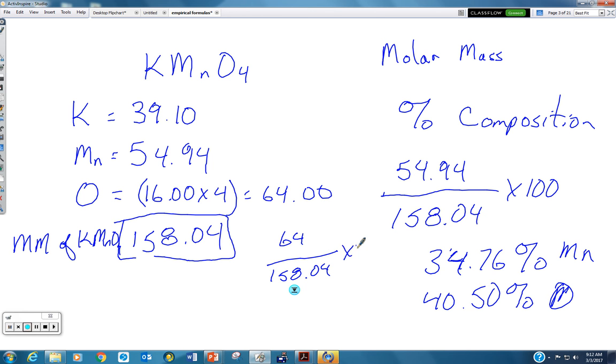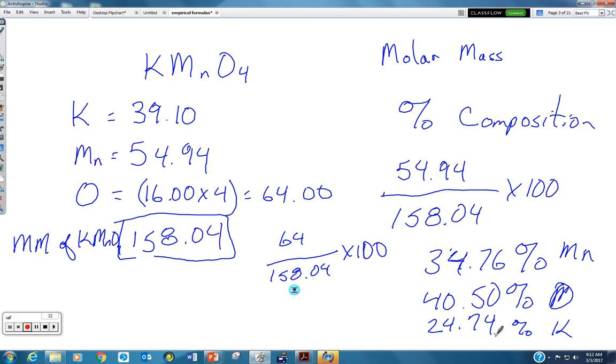Now, if I wanted to know the percent potassium, do I have to do it through the division? I could add them together and subtract from 100, or whatever's left over from 100. I could do it that way, or I could just solve for it. So what is the percent potassium? About 24.74%. All right, are we clear how to get this information now?